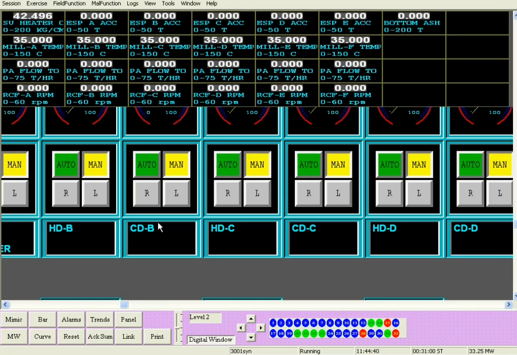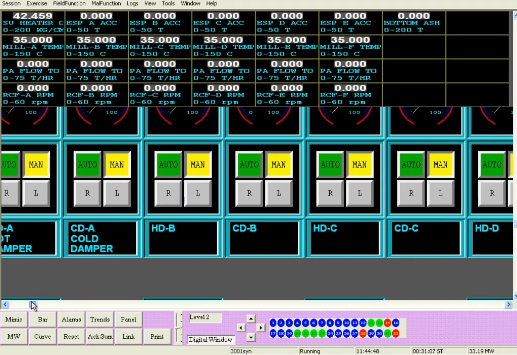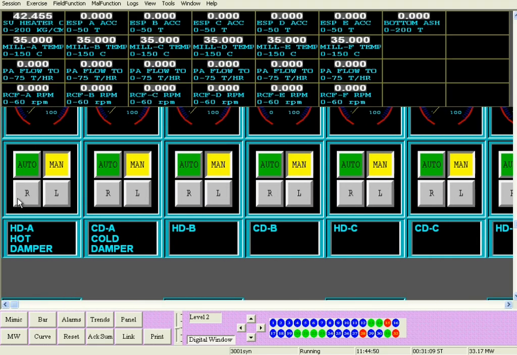Now we will go to the cold air damper of A and the hot air damper of A. We raise it slightly, we open it slightly. Cold air damper A also we open slightly. Now we will again check whether the PA header pressure has reached a certain level.